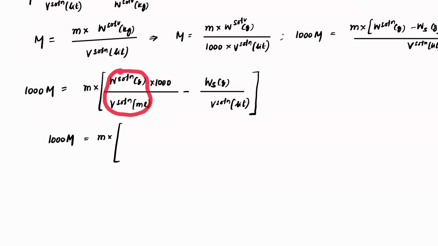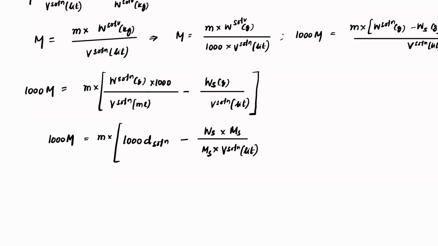weight of solution by volume of solution is nothing but density. So that makes it 1000 times density of solution minus. Now notice something. What if I multiply and divide with the molar mass of the solute? Weight of the solute by molar mass of the solute becomes number of moles. Number of moles divided by volume becomes molarity.